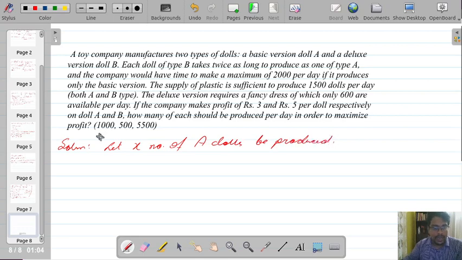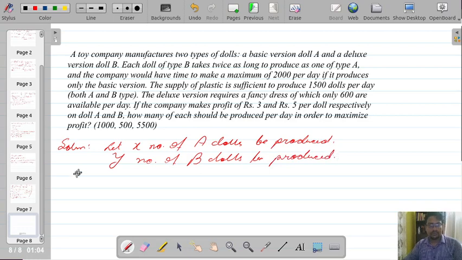And y number of B dolls be produced. Please pardon my handwriting, I am writing on an electronic writing pad, so I am learning how to write. Y number of B dolls be produced. Now, read these constraints nicely.